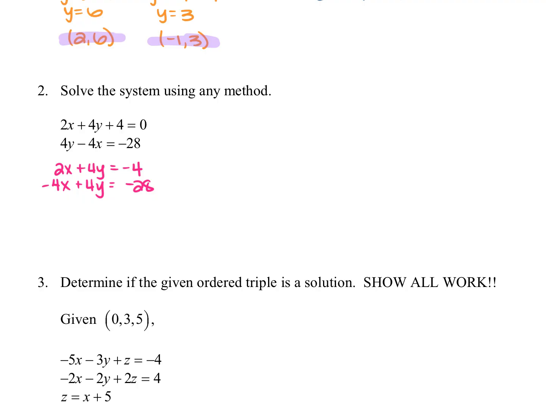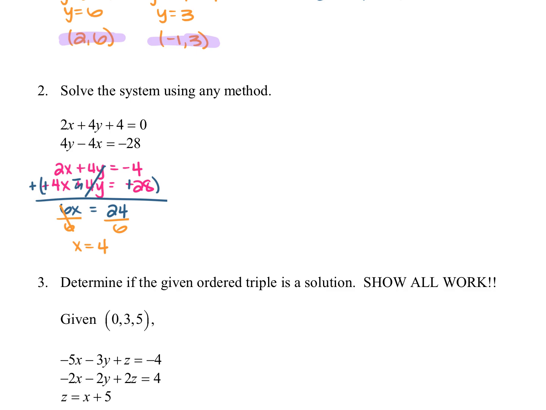From here, I want to subtract these two since my y's are the same and I want them to be opposites. So I'm going to distribute that negative, change the sign on each of those terms, and that's going to give us 6x. Our y's cancel. The 28 minus 4 is 24. So 6x is equal to 24. We divide each side by the 6, and we get that x is 4.